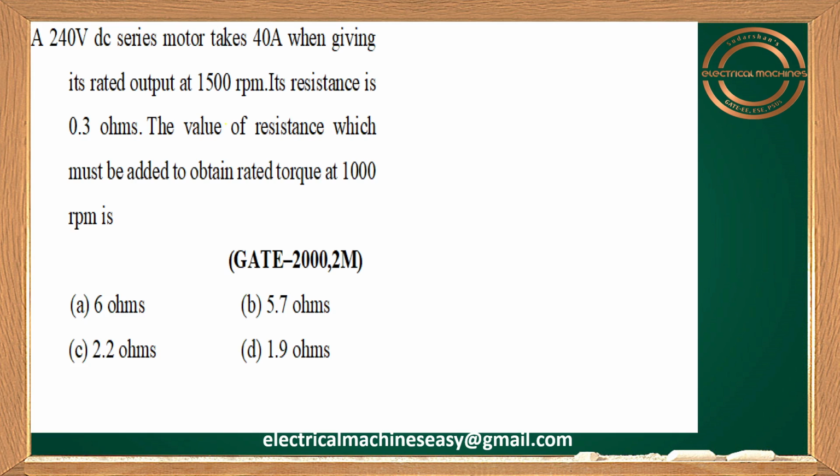Let us solve this question. It was asked in GATE 2000 for 2 marks. A 240 volts DC series motor takes 40 amperes when giving its rated output at 1500 RPM. So initially the speed is how much? 1500 RPM, he has given.